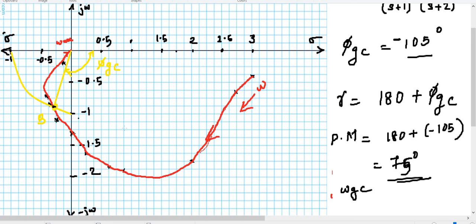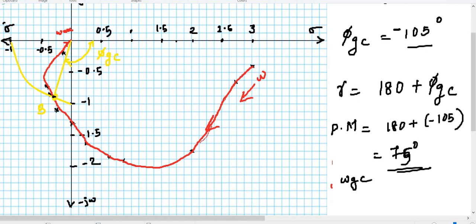In order to calculate omega GC, there are two ways. Either corresponding to this point B, you can find the real value and imaginary value, or coordinates, of point B. So from that you can calculate omega GC.